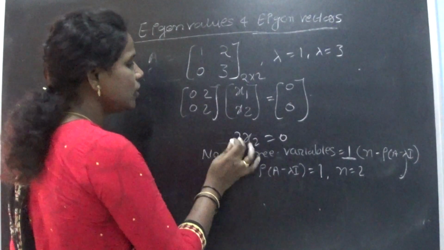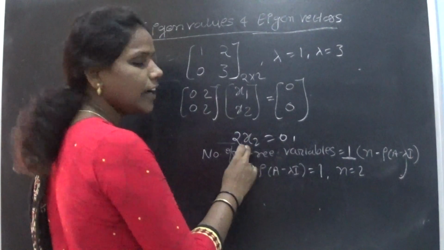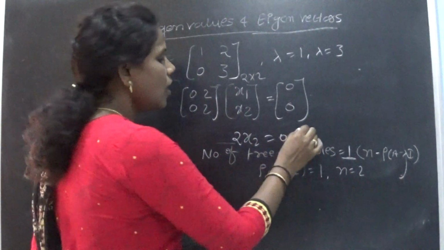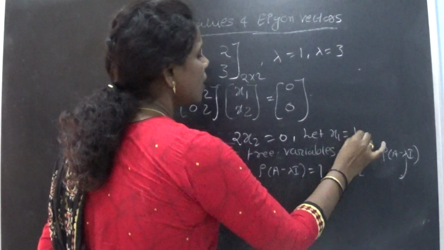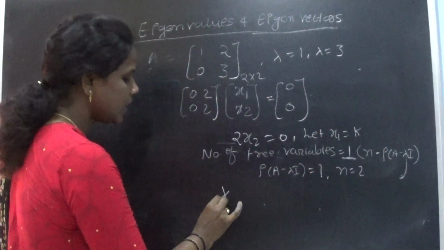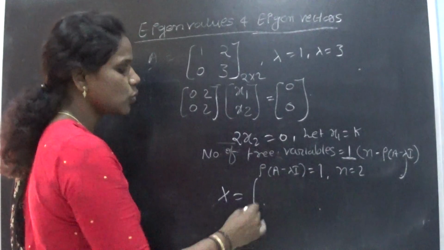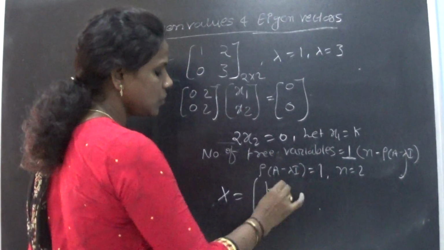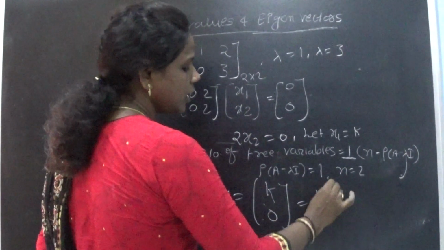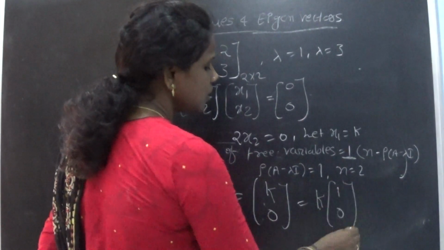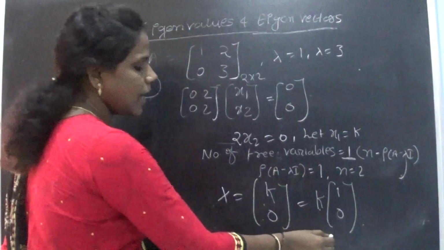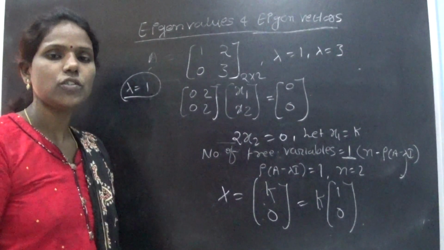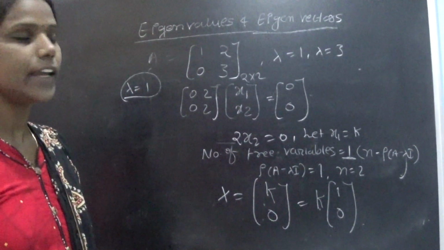So here, according to this situation, directly we can get x2 as 0 and we can assume x1 as k1 or k. Now our eigenvector for lambda equals 1 is k comma 0. If you take k common, it will be 1 comma 0. For lambda equals 1, this is the eigenvector. Like this we have to find eigenvalues and eigenvectors.